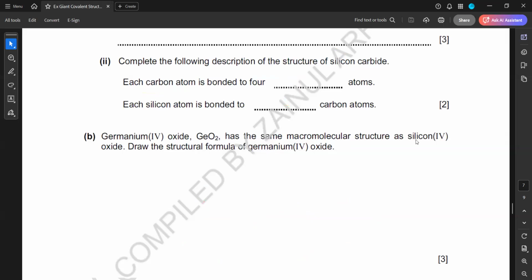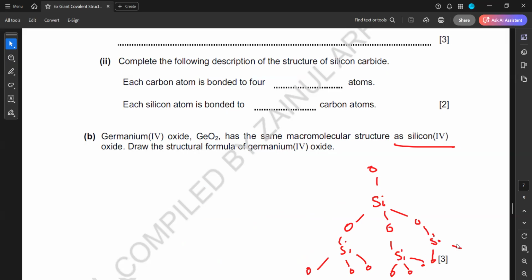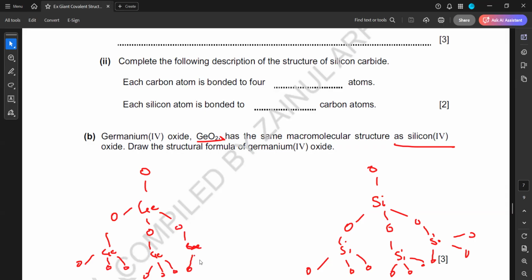Germanium oxide has the same structure as silicon 4 oxide. So what is the structure of silicon 4 oxide? Each silicon is bonded with 4 oxygen, and then again there will be a silicon bonded with 4 oxygen. This is the structure of silicon dioxide, but we want to draw germanium oxide. So instead of silicon, we'll draw germanium and draw in the same manner. That will be the same structure. We don't have to draw silicon oxide, we have to draw germanium oxide. So all the silicons will be replaced by germanium.